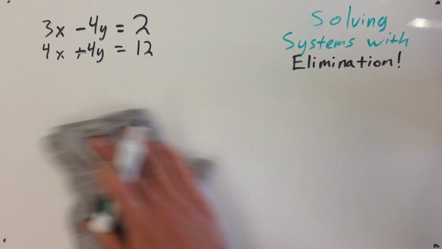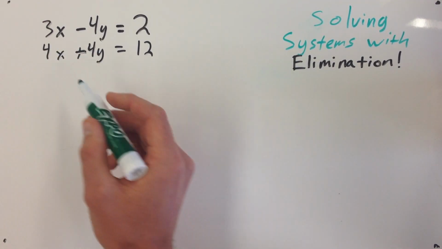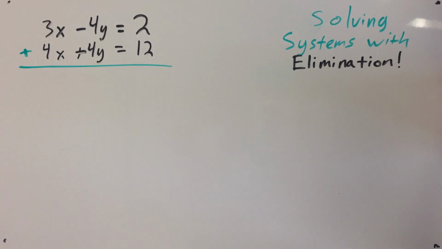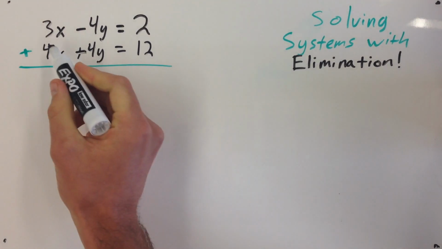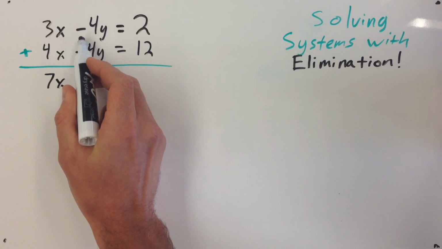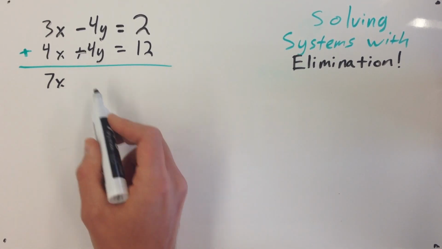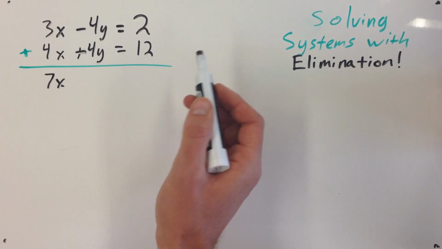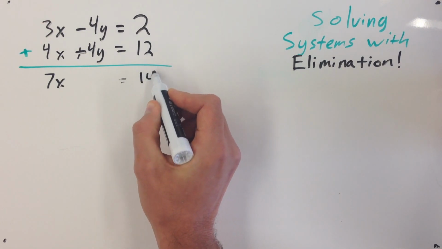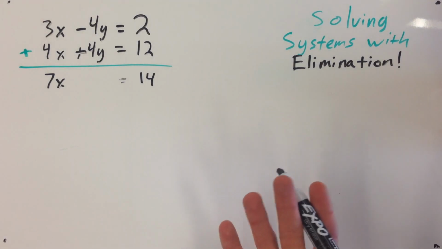So let's see how that plays out for this example. I'm going to take these two equations. Now this is a level 1 problem. If I just add these two equations together, let's see what happens. Well, 3x plus 4x, that'll equal 7x. Negative 4y plus 4y, now this right here, that's gone, right? That'll turn into 0y, but we don't even have to write that. And 2 plus 12 is 14. That's why they call this elimination, because the negative 4y and the positive 4y, they cancel each other out.